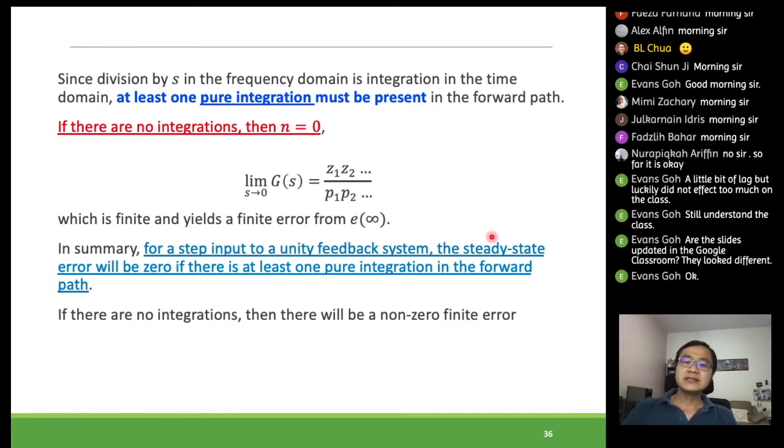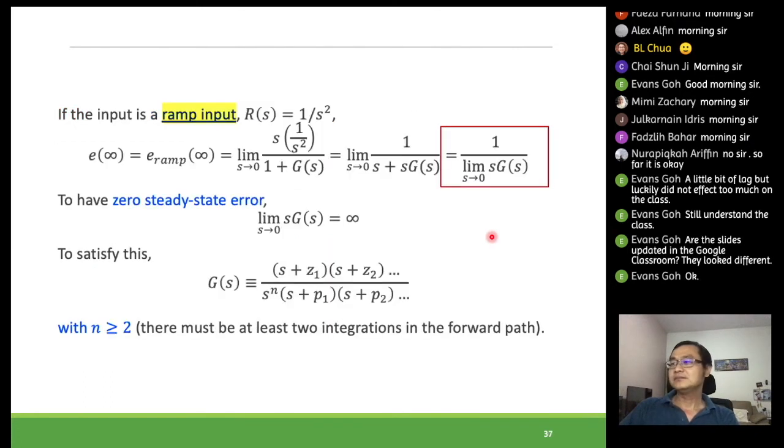So in summary, for a step input to this type of unity feedback system, the error will only become 0 if there is at least one integrator in our forward path, in our transfer functions. Next, we want to see how other types of input affect the steady state error.